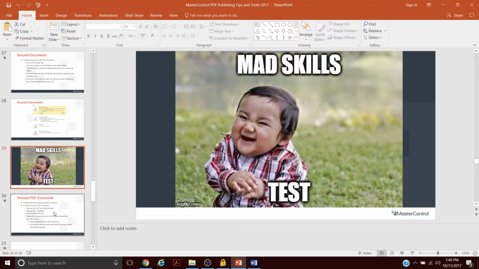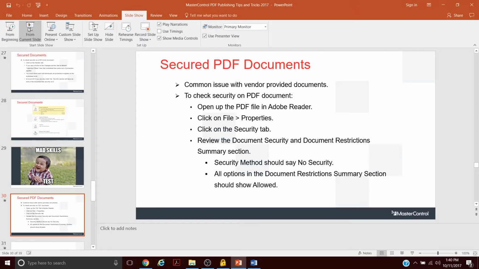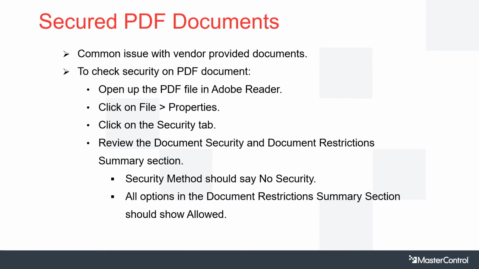Okay, let's start our slideshow again. Secured PDF documents. We're going to talk about PDF security a little bit. PDF security can be a problem because Adlib doesn't know what to do with them. To check security on a PDF document, open that file in Adobe Reader, click on File, Properties, click on the Security tab, and review the Security Document Restrictions Summary section. Security method should say No Security. That's probably the most important thing. That's going to tell you whether or not that document is secured.